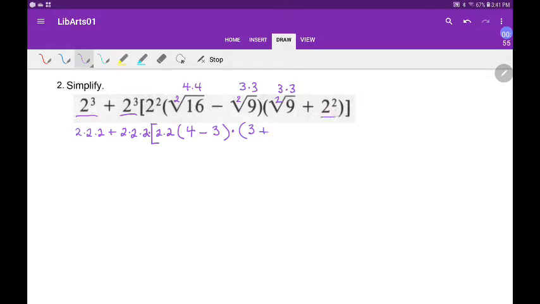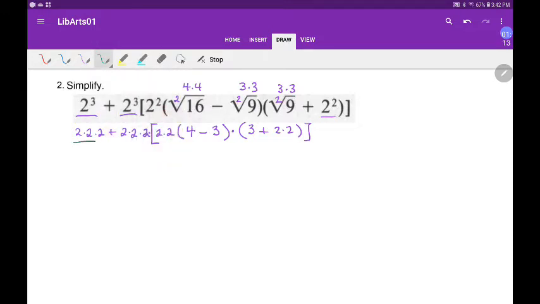Plus, 2 times 2, that's 4. I guess I should write that. I've been doing that all along. I guess I'll say 2 times 2. And then close the parenthesis, and then close the bracket. Okay, so now let's collect up some pieces here.